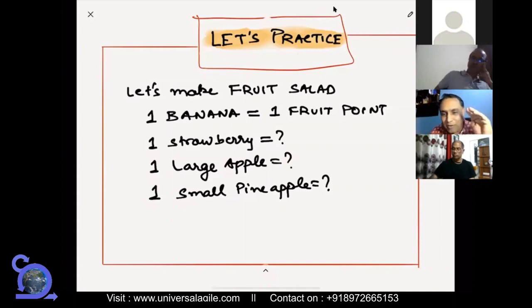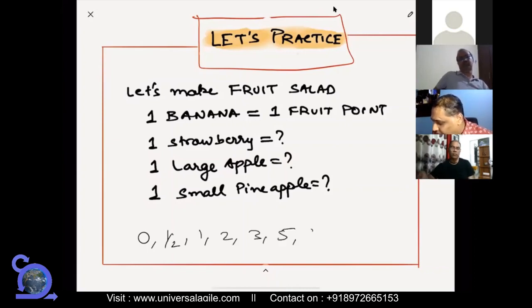Remember, what do we say always? Take a reference. So your reference is banana, cutting the banana for a fruit salad. Clear to everybody? Now, if cutting banana is 1, what do you think a strawberry would be? Remember, this is your Fibonacci series. Out of this, choose and tell me.